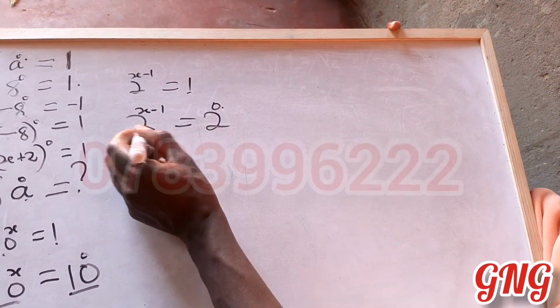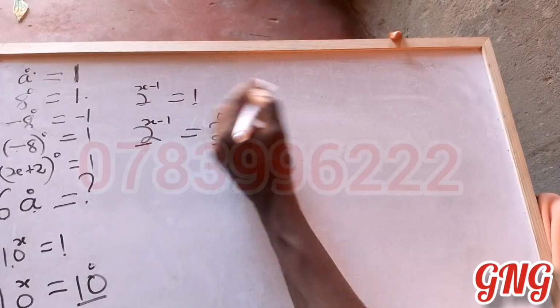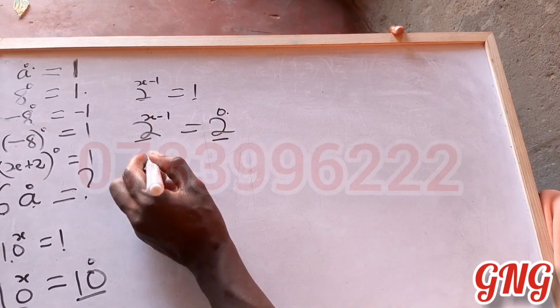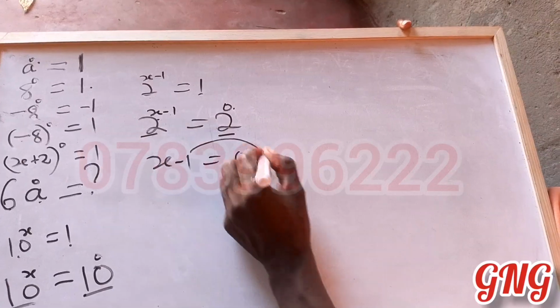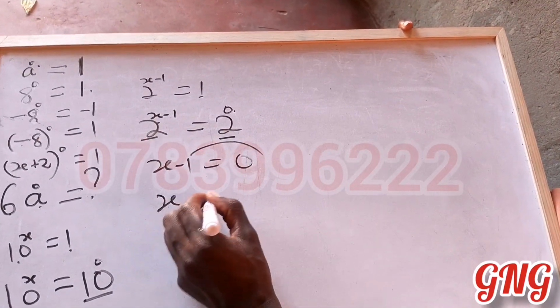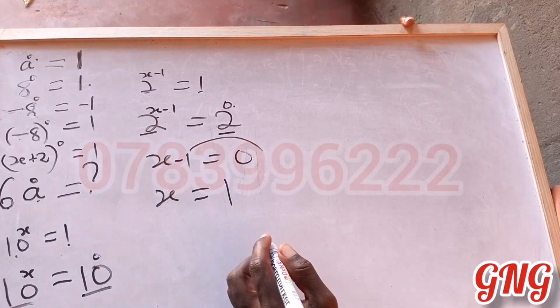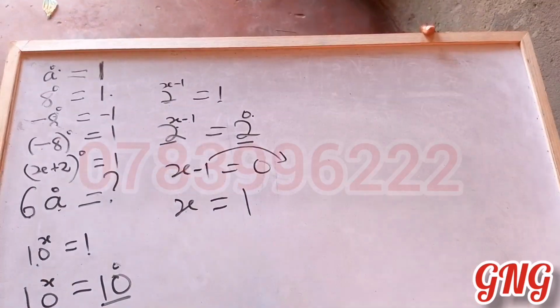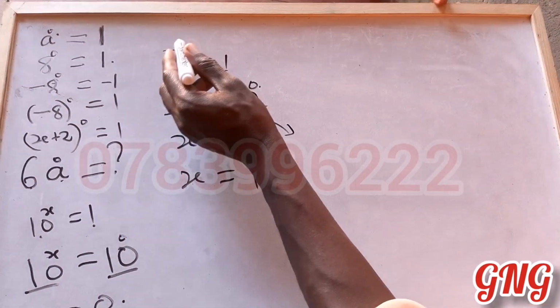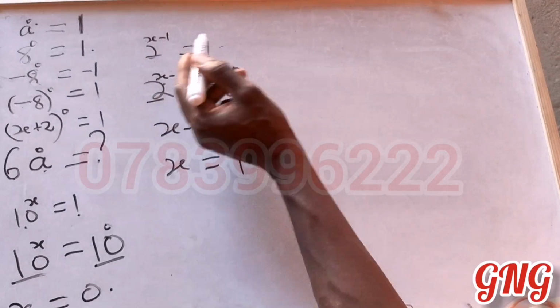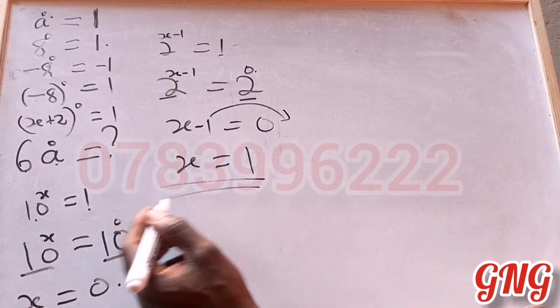If there is 2 here and 2 here, you just equate the powers. So it will be x minus 1 is equal to 0. You put 1 here, so x is equal to 1. That's very simple. If you put 1 here, it will be 1 minus 1, 0, 2 power 0 is 1, 1 is equal to 1. So that's how you can solve.